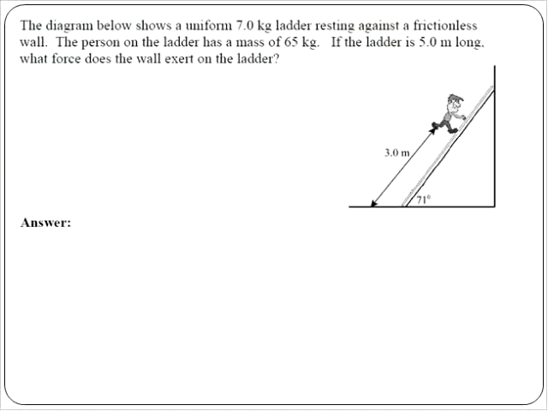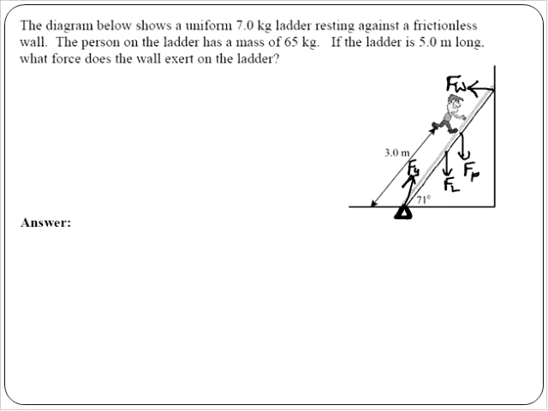Okay, here's another one. This is a ladder problem. We want to know what force does the wall exert on the ladder. Well, let's take a look. I'm going to put the pivot point down here because that eliminates the force the ground exerts on the ladder, which might be up this way, right? This is the force of the ground. Here's the force of the ladder. Here's the force of the person. And here's the force of the wall. Those are all the forces that we need to worry about.